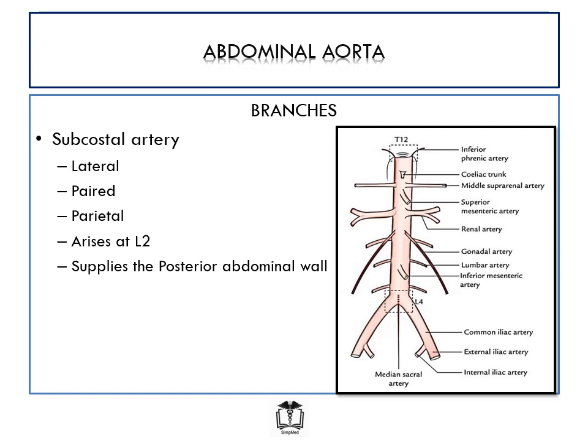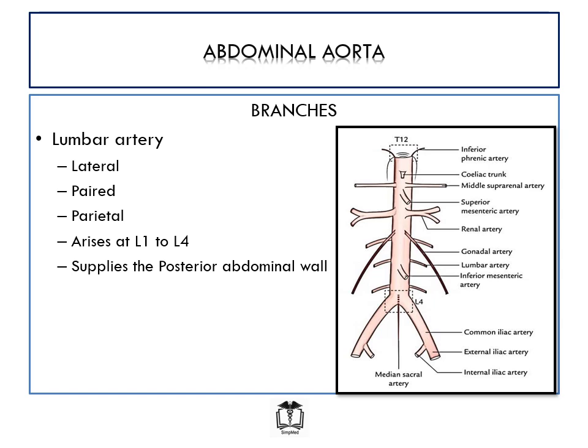Then we have the subcostal artery. The subcostal artery is classified as a lateral artery that is paired, that is also supplying parietal structures, and arises from L2. It supplies the posterior abdominal wall, and as a result, it is classified as a parietal artery.